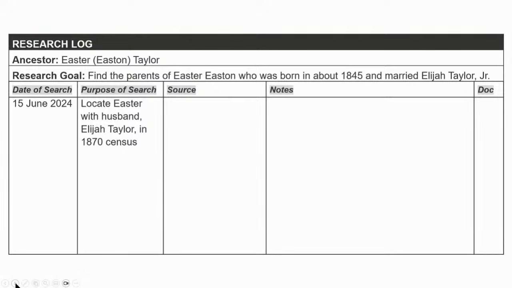A great way to record your research is to create a research log. This can be a table, spreadsheet, notebook, or electronic document. Here's one I created to keep track of my research for Easter Easton Taylor. It has her name, my research goal, which is to find her parents, and places to record the date of my search, the purpose of my search, the source I searched, my research notes, and a document number. In this example, I wanted to locate Easter with her husband Elijah Taylor in the 1870 census.